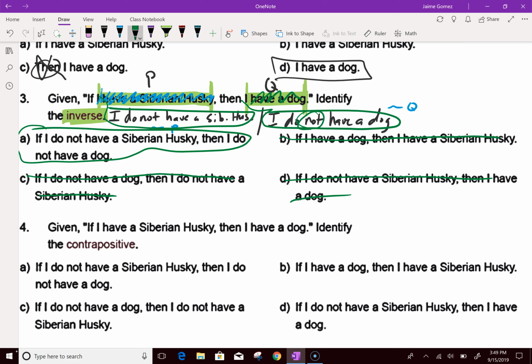I tried to make your test just like the review. So if number 3 is asking you for the inverse, then number 3 on your test is asking for the inverse. Now, not over the Siberian Husky, but it's the same exact concept. Don't flip anything around here, and leave it P and Q, and just put the word not.